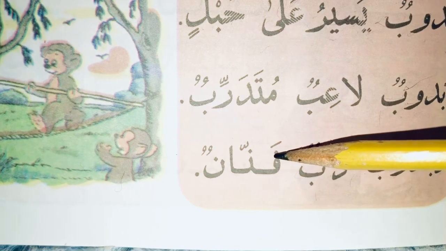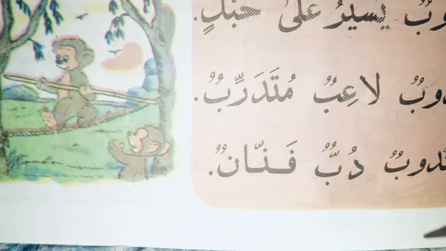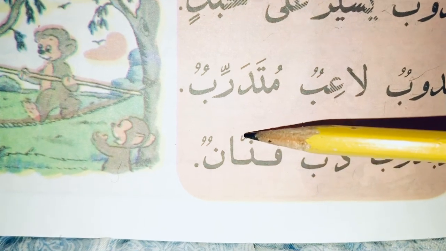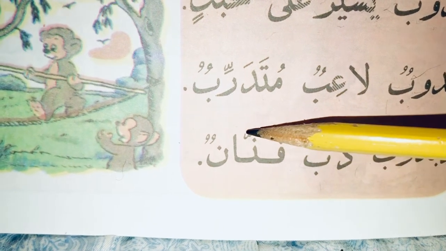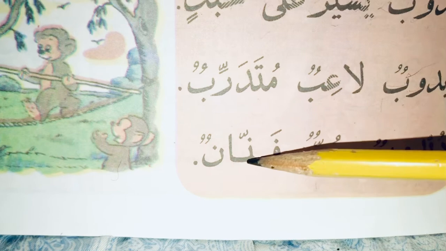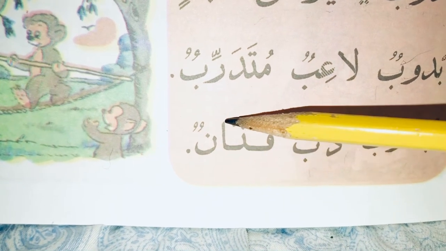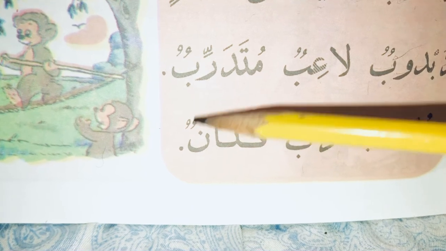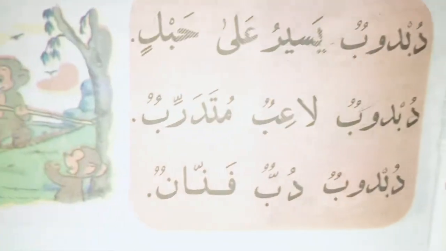Fannanun. One period and one dash on top. Fannanun, the shidda here, and alif. Fannanun, one period on top and two commas or two nines on top.